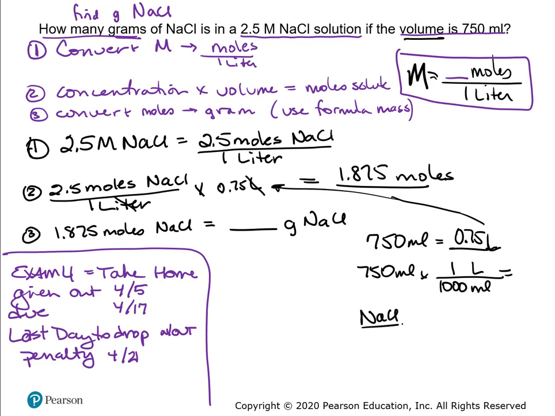So for NaCl, looking on your periodic table, you find sodium. Sodium weighs 22.99, so I would just round that to 23. The chlorine is 35.45, and we'll just round that to 35. You add those together. There's only one of each. So that's 58 grams is equal to 1 mole. So that's the formula mass. Just add up the mass of each of the atoms in the formula.